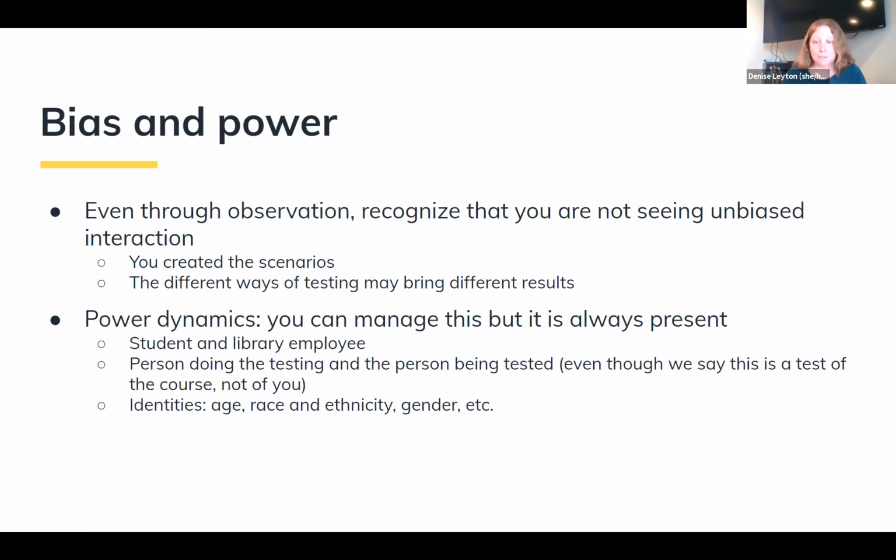There is bias and power within this feedback mechanism, just like there is in any other kind of assessment mechanism we might use. So even through observation, it's important to recognize that you're not seeing an unbiased interaction. Like I was saying, this is a scenario that you've set up, and you are in control of this, and you're seeing interactions, but you're not ever going to be able to record somebody just using the course by themselves.